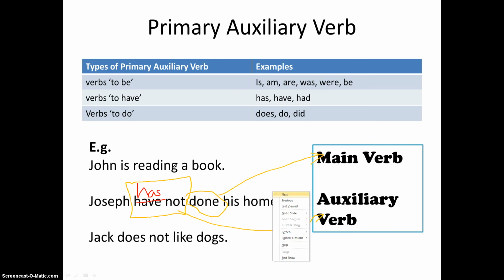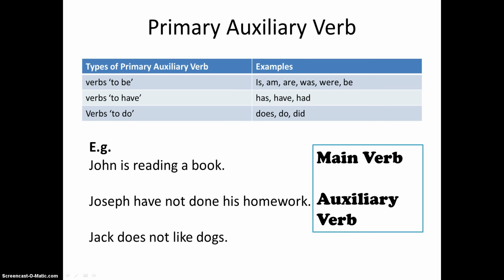Has not is a negation. It says that Joseph didn't or hasn't done his homework. If we look at the third sentence, Jack does not like dogs. Like Mary doesn't like cats, so Jack does not like dogs. Identify the main verb, try it on your own. Do you know which word is the main verb? Right, like is the main verb.